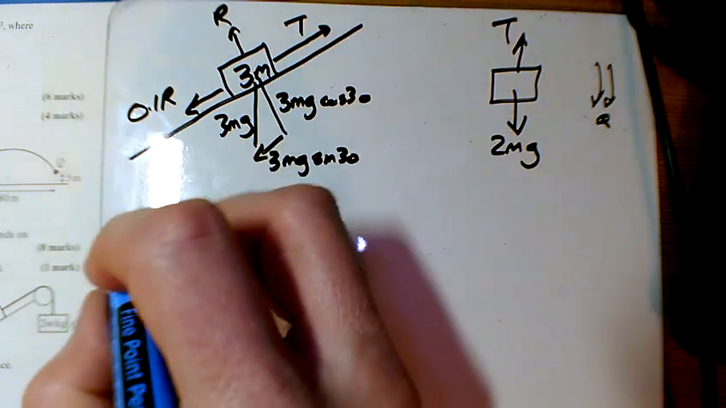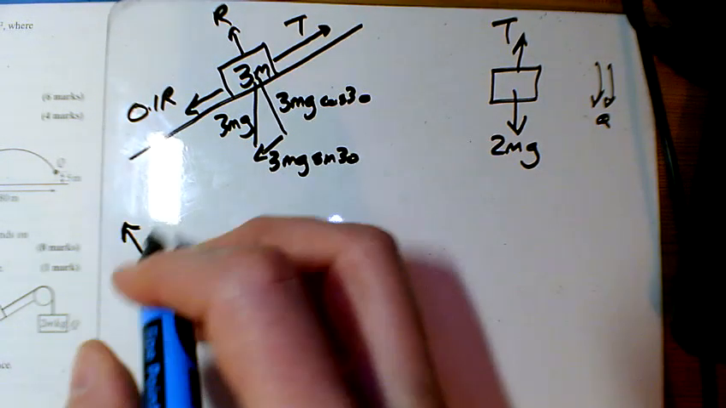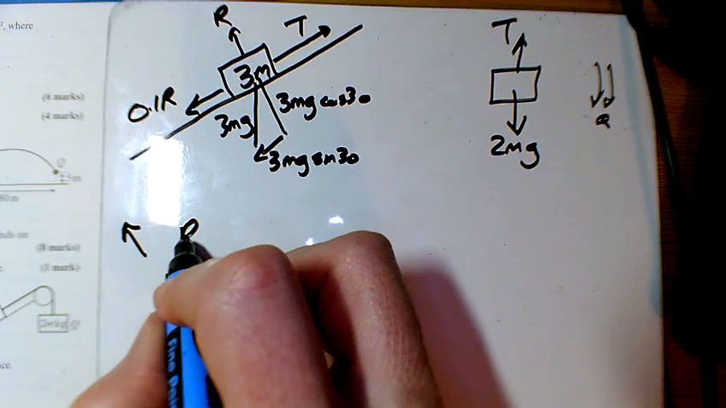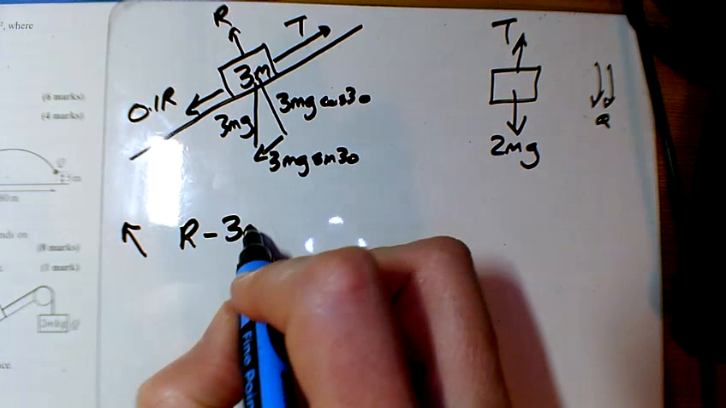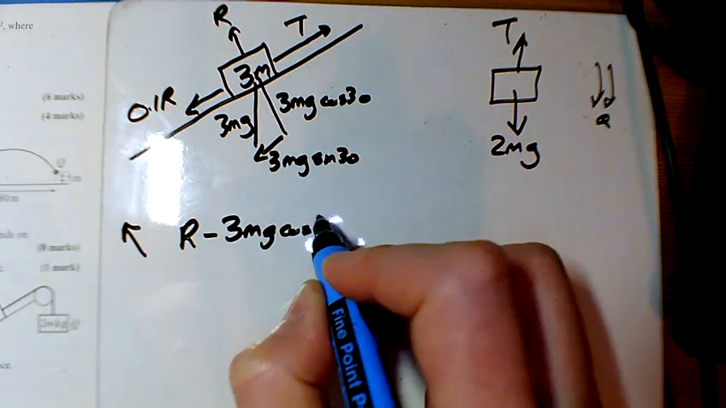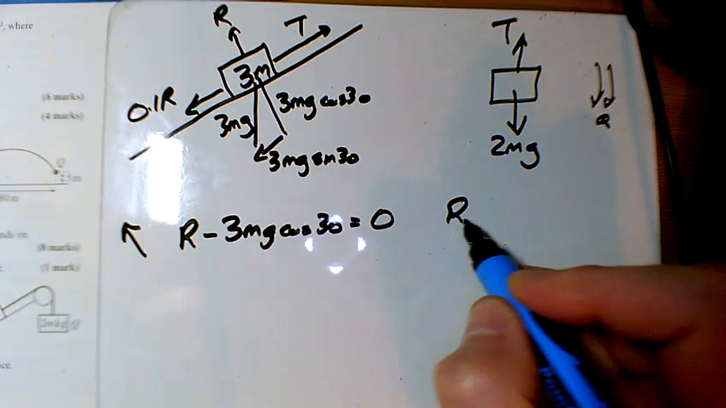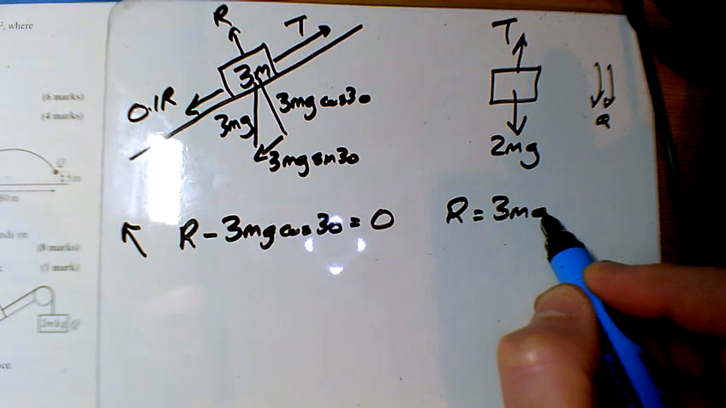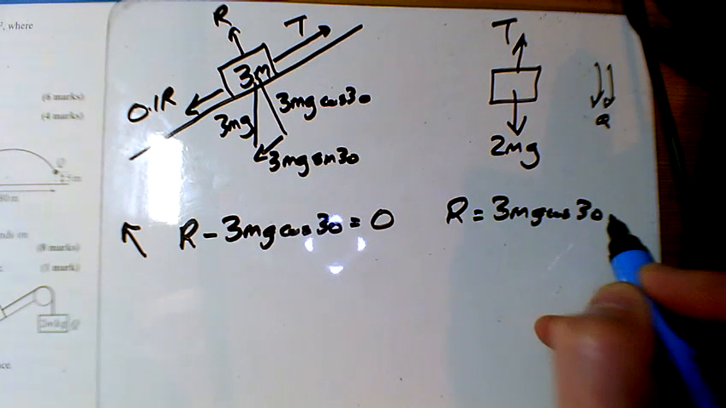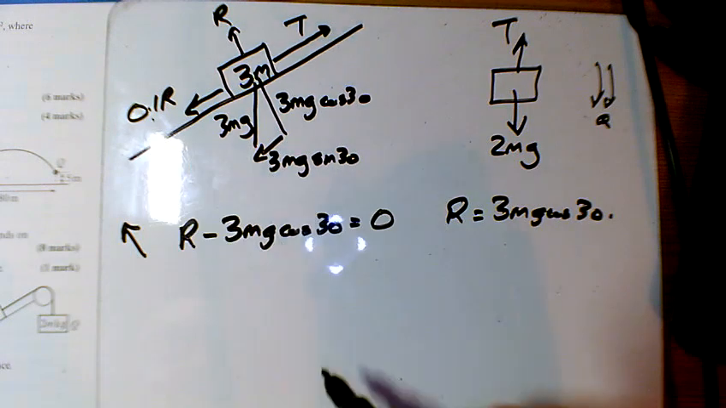Just starting by looking at the slope here, we can actually see the normal reaction. So R minus 3mg cos 30 equals 0. There's no other forces there, so I know what R is. And because I know what R is, I then actually know what that friction is, don't I?